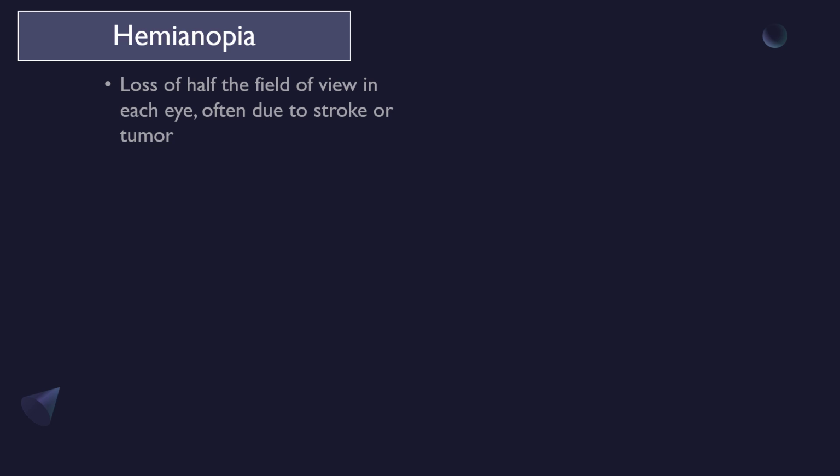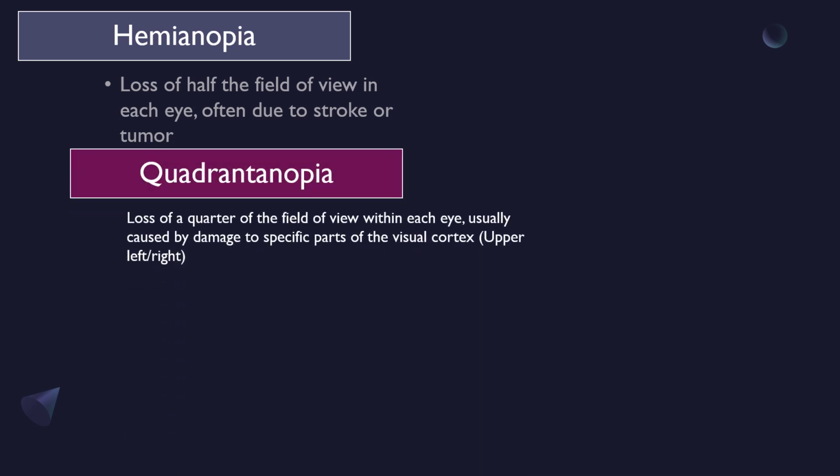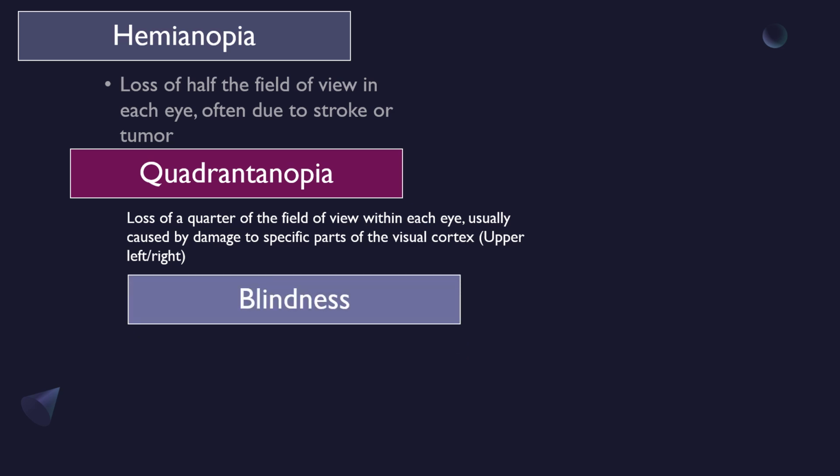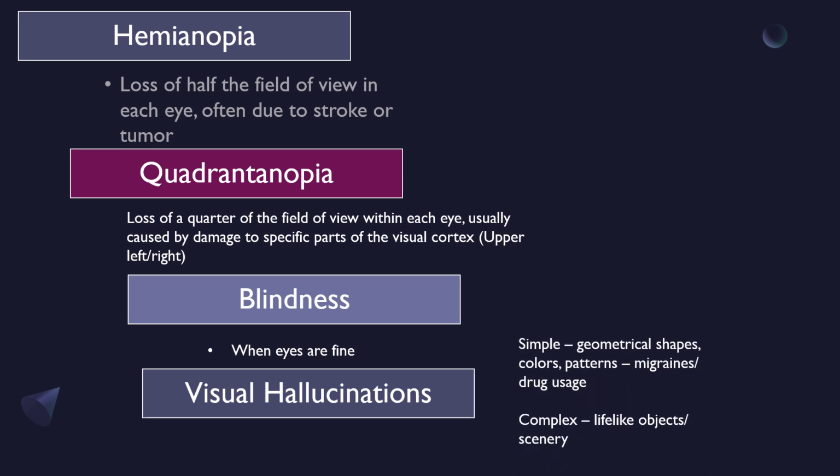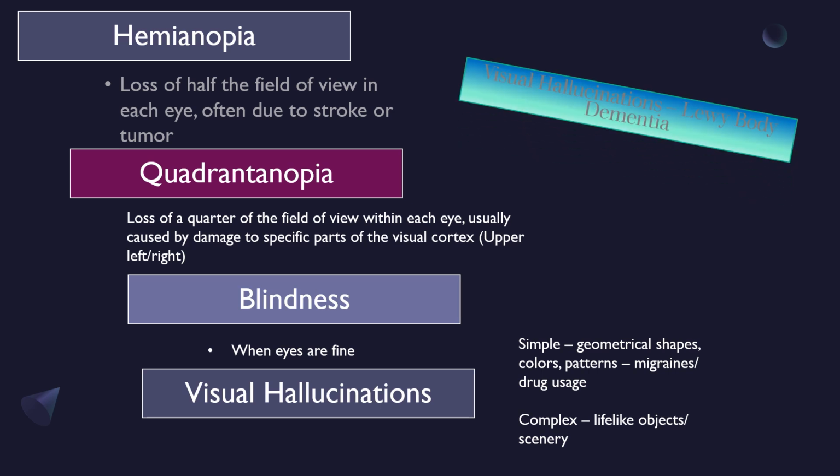Within the occipital lobe, you can have hemianopia, quadrantanopia, or blindness. There are visual hallucinations like in Lewy body dementia. And for Lewy body dementia, you never give antipsychotics because visual hallucinations are just part of the diagnosis.